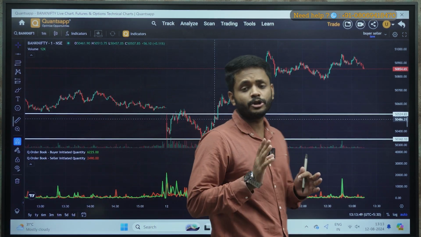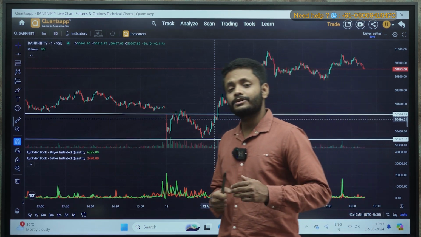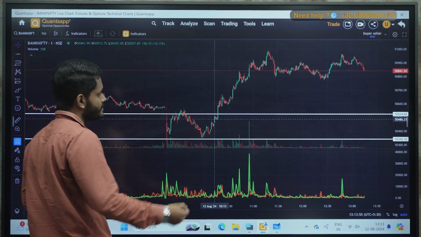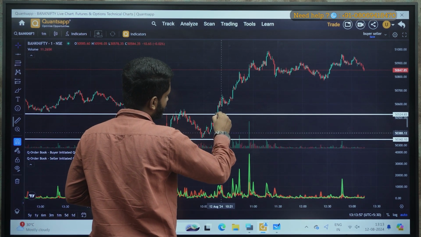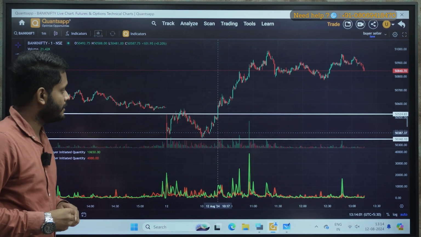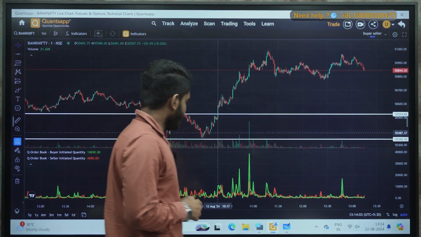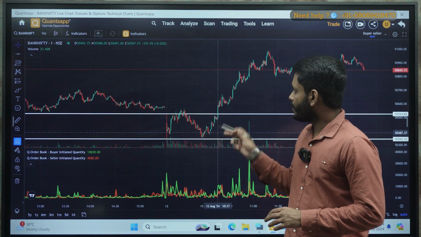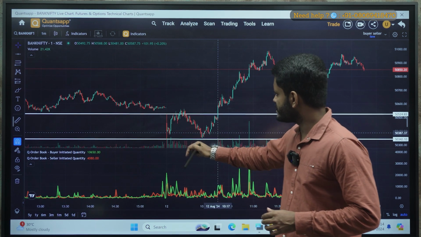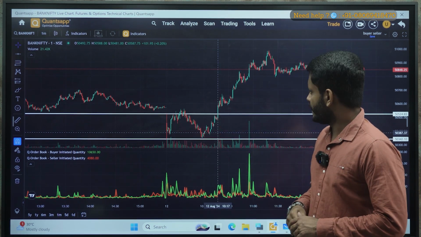And then, as the rule says, I have to wait for the system to trigger the entry, correct? So here the system exactly triggered the entry. Here I found a range breakout at this candle, correct? Exactly at 10:17 I found a breakout in Bank Nifty. It broke the day high, or you can say it broke a recent swing high, correct?